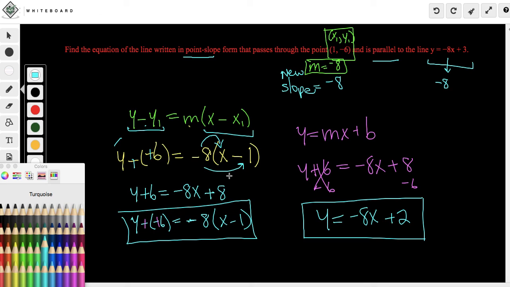So y equals negative 8x plus 2 is the equation that would be parallel to up here, y equals negative 8x plus 3. And this is written in slope-intercept form down here. All right, good luck. Remember to go ahead and rewind if you need to. Watch it again and try it by yourself.